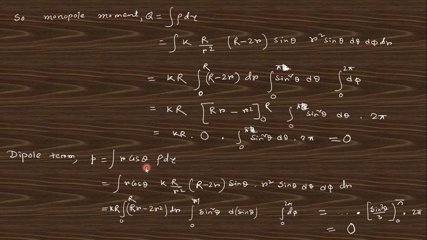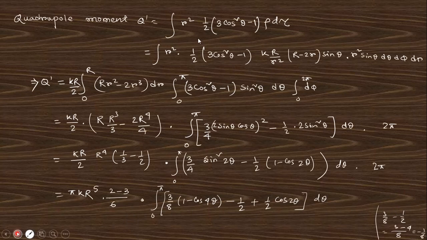In the case of the dipole, you put in this value of rho, and you can see the theta term gives sin cube theta by 3, where sin pi is 0 and sin 0 is 0. So finally you get a total of 0, because one term being 0 makes the whole product 0.